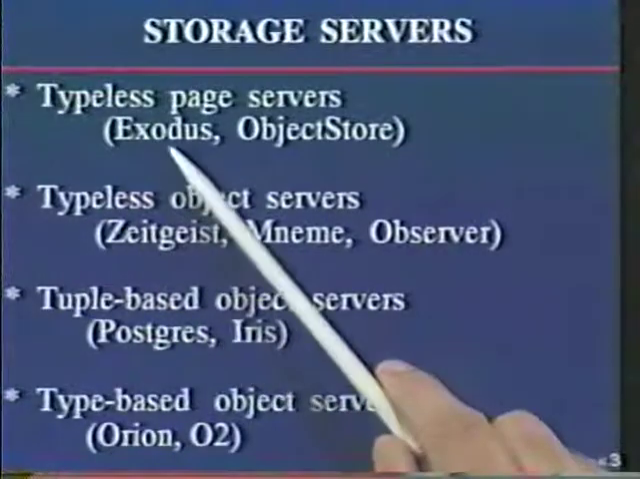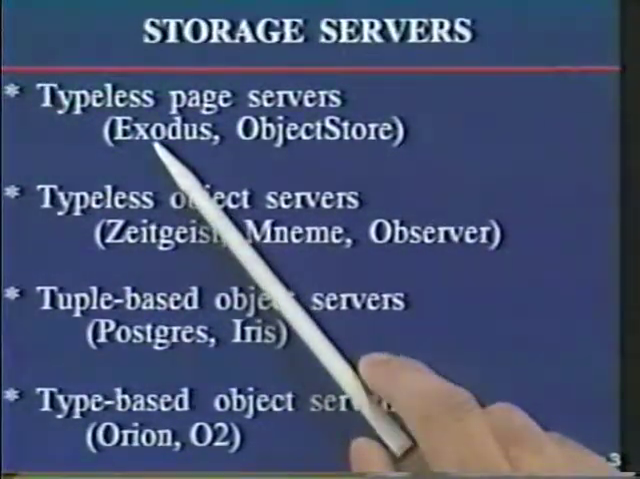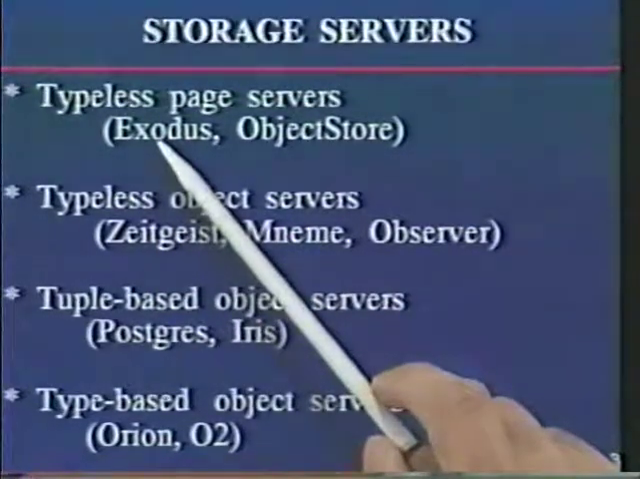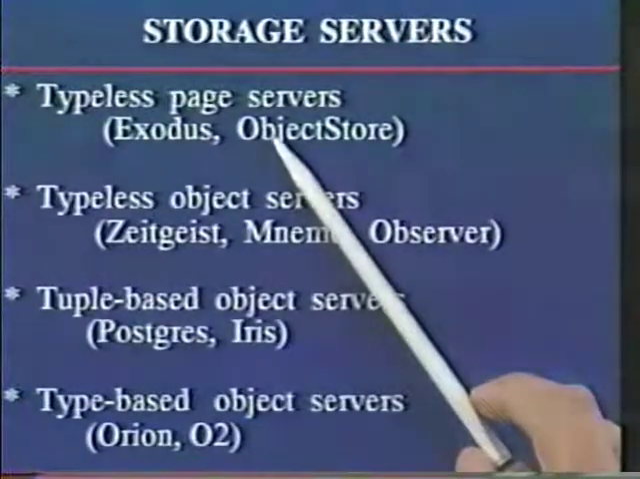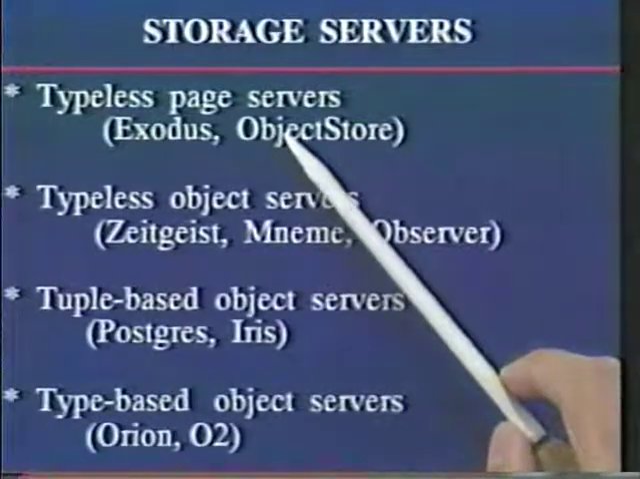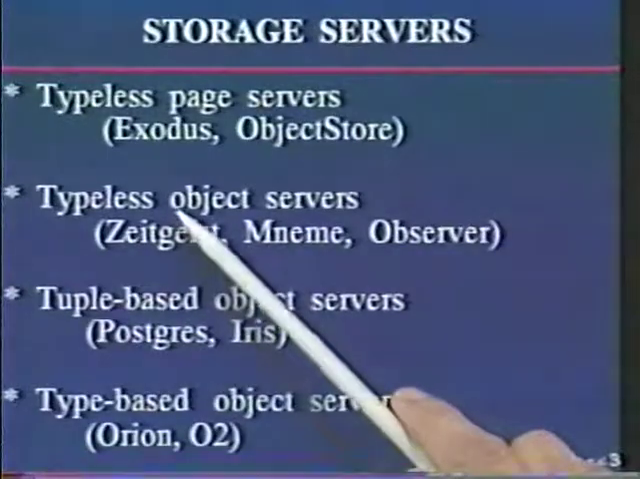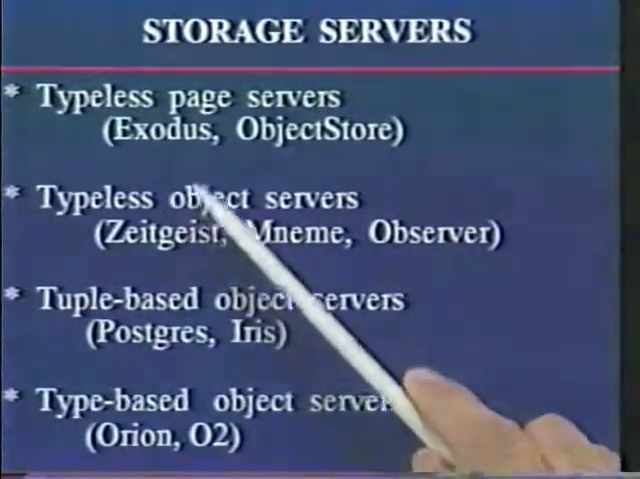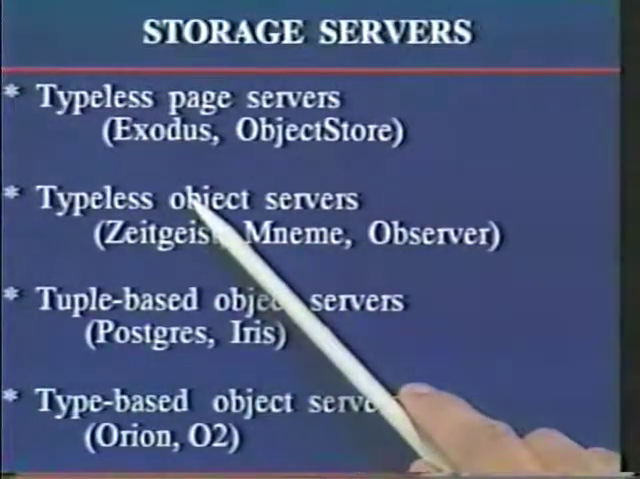Examples of this are the Exodus system, which is a public domain system from University of Wisconsin-Madison, and we use that quite a lot in our work, and it's a very powerful system. ObjectStore is a commercial system which uses the same thing, and we have used this in a number of applications, and I will describe ObjectStore later on. In the typeless object server, the unit of transfer, instead of being the page, is the object. However, these also have no notion of the class of the object or how to execute the object methods at the server level.